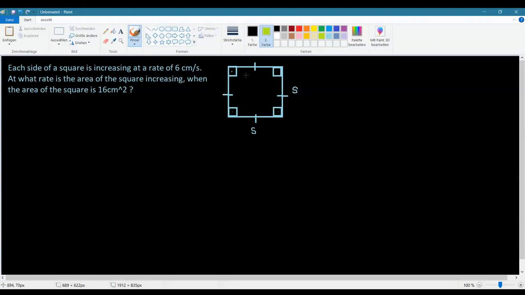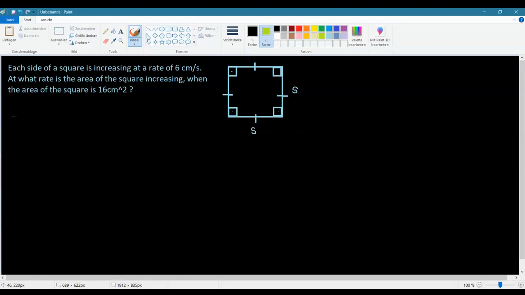So I've drawn our square, and the question that we're going to look at today is we have a square, one side of which is increasing at a rate of 6 centimeters per second. So that's just one side, okay? What we want to find is the rate of the area of the square's increase. So at what rate is the square area increasing when the area of the square is 16 centimeters squared?